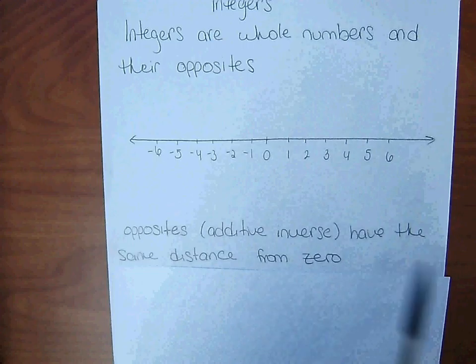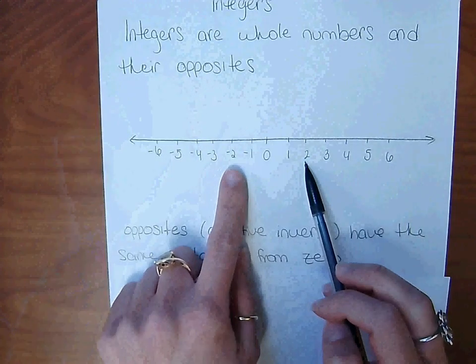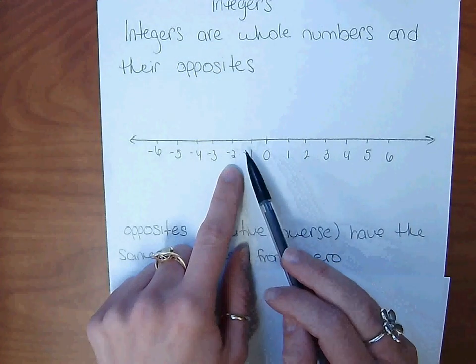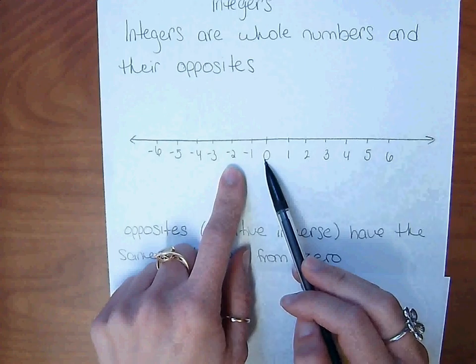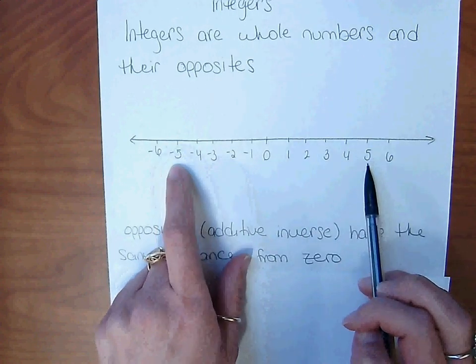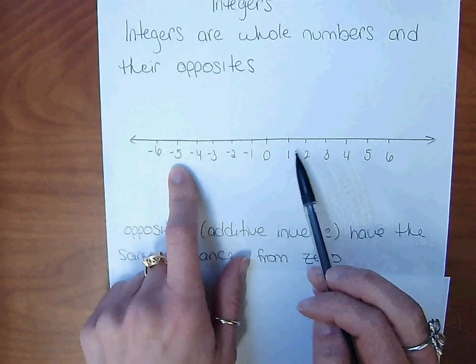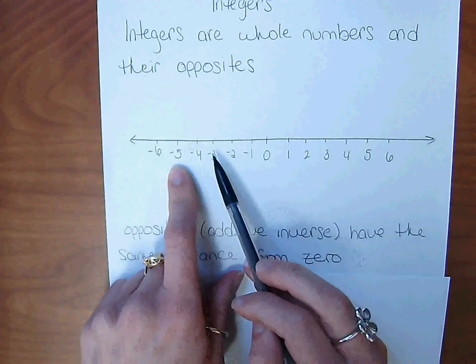So 2 and -2 are both 2 away from 0, so they are opposites of each other. Same with 5 and -5. Both 5 units away from 0.